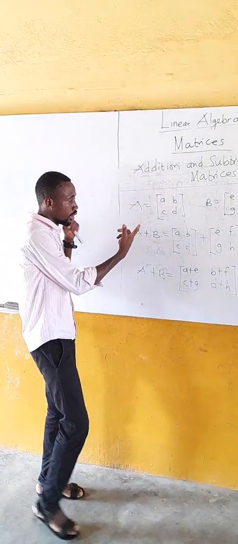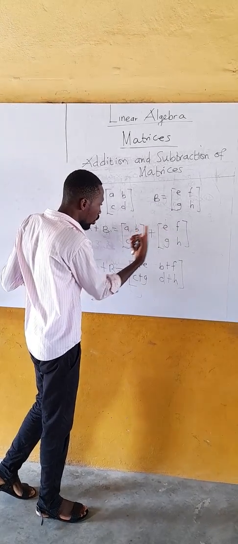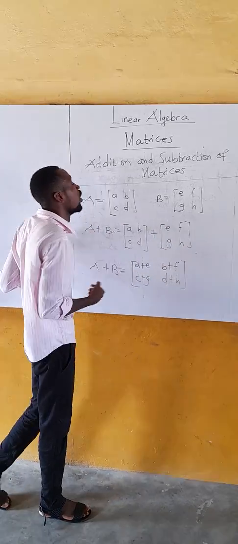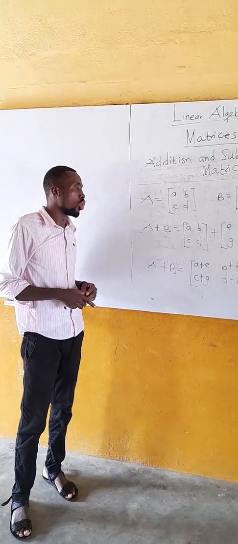So I hope you get it. Just add the first entry to this first entry here, then the second entry here to the second entry here, the next entry here to this, then this to that. That's simple, very easy. I will solve a question on it for you to get a concept.